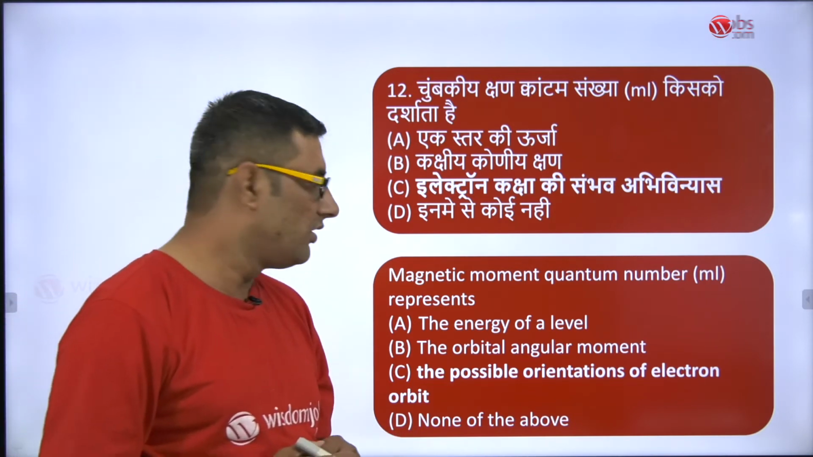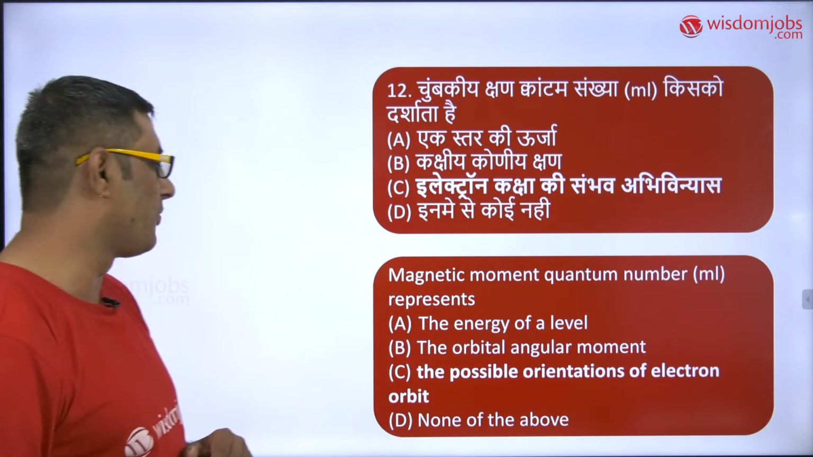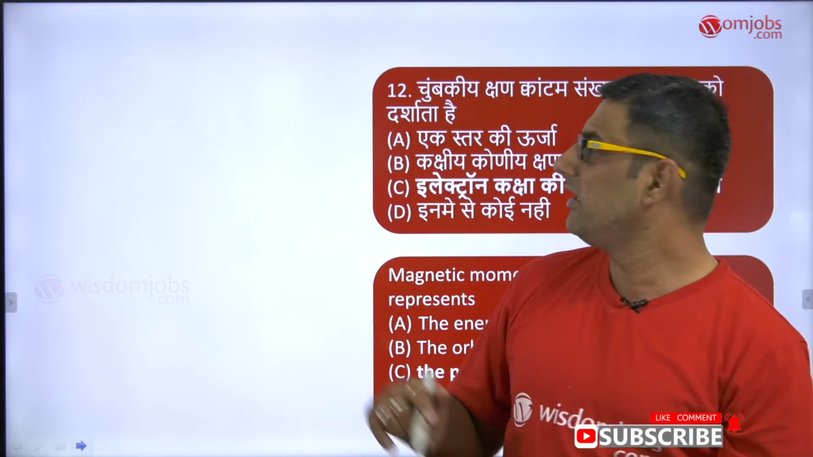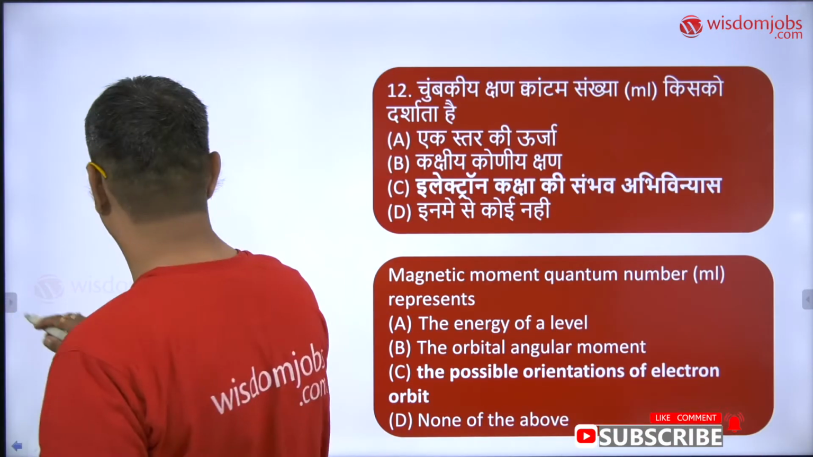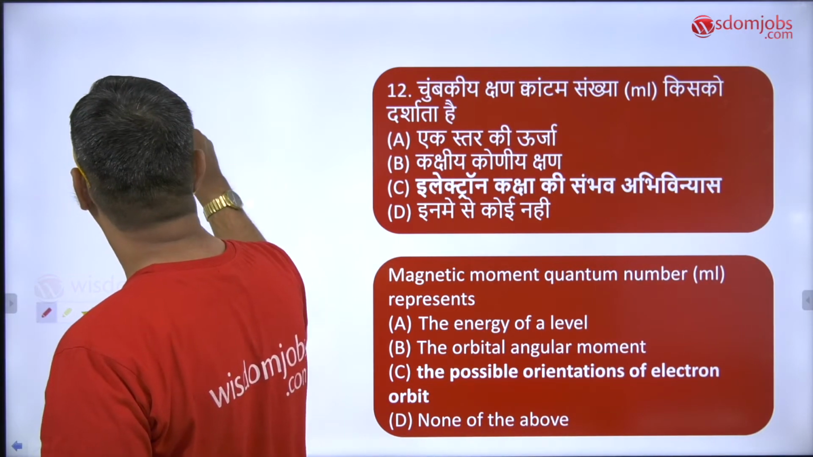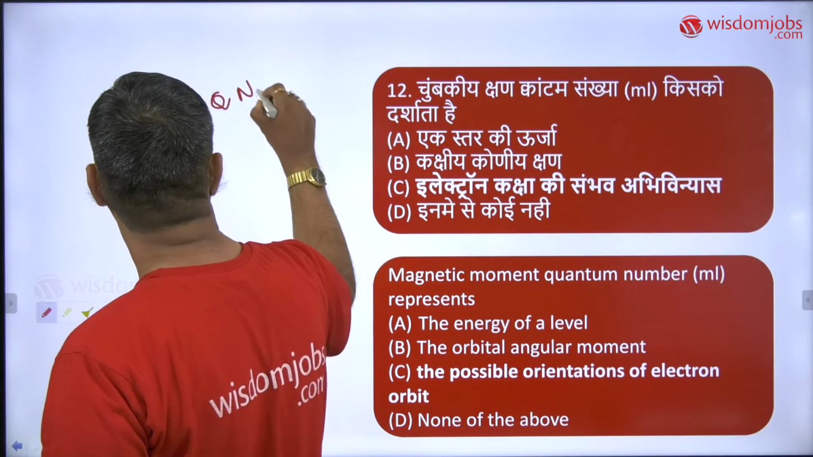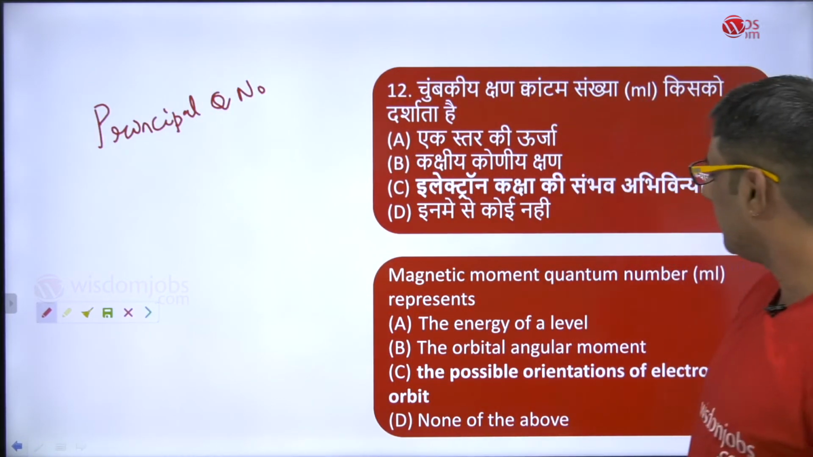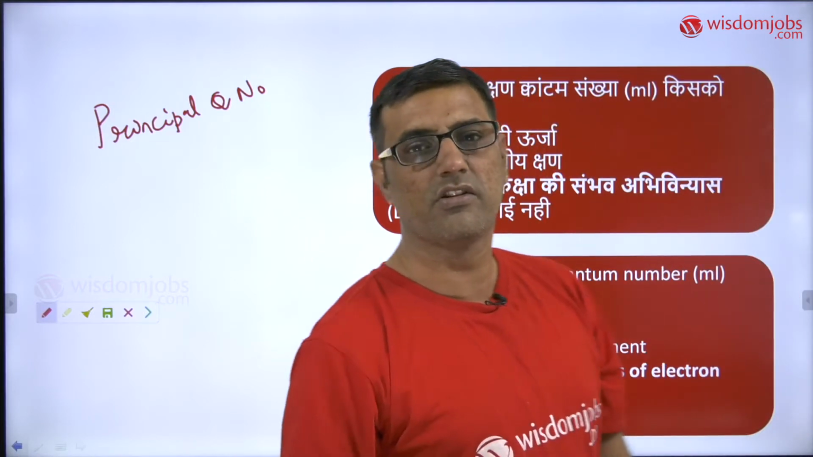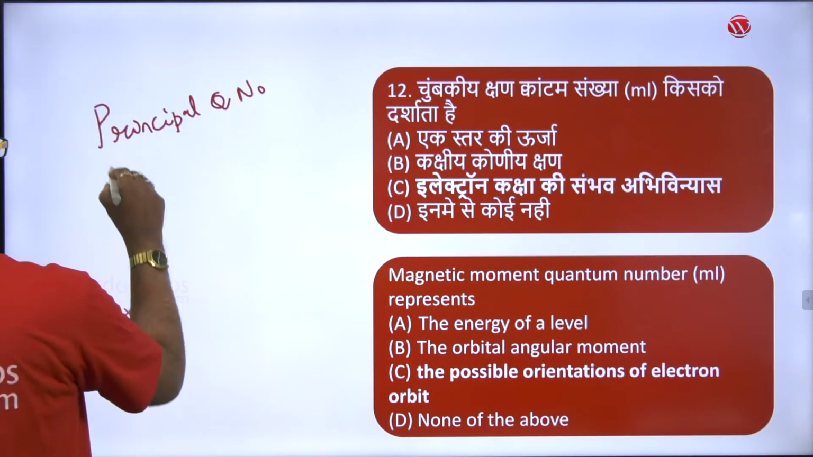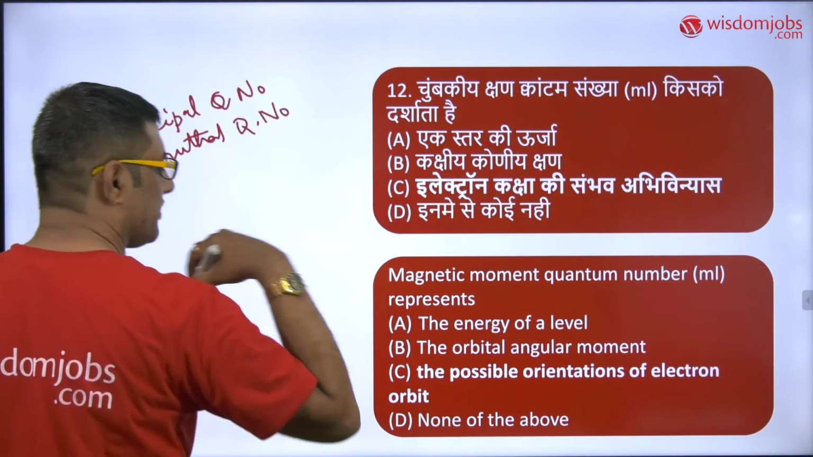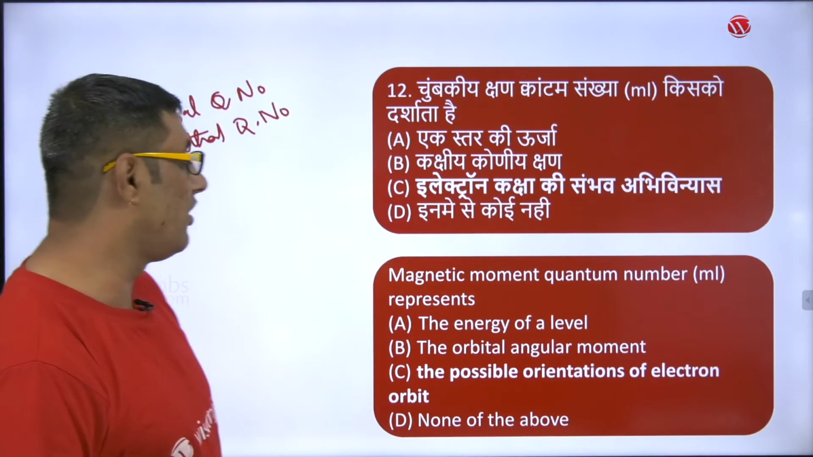Now let me go for the first option, the energy of a level. The energy of a level of a particular orbit is described by the principal quantum number. Next, coming to the second option, the orbital angular momentum. The angular momentum of an orbital is described by the azimuthal quantum number. Next, the possible orientations of electron orbit.